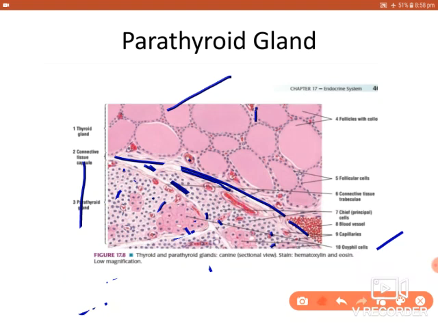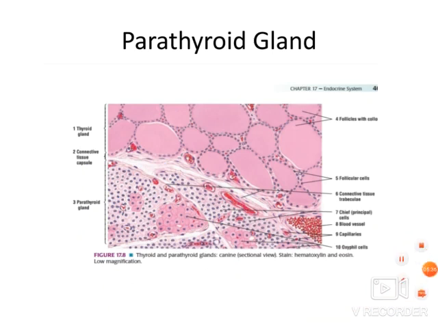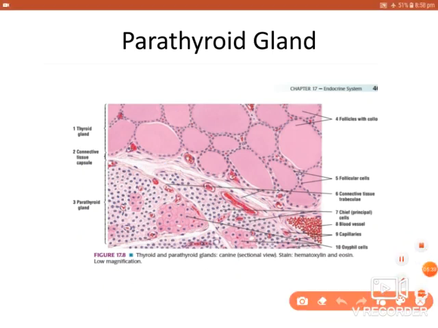Parathormone increases the blood calcium level by increasing reabsorption of calcium by the kidneys and increasing bone resorption. Then it stimulates the formation of vitamin D, which increases the absorption of calcium from the gut. Here you can see the oxyphil cells, which are the larger cells. These oxyphil cells increase with age.